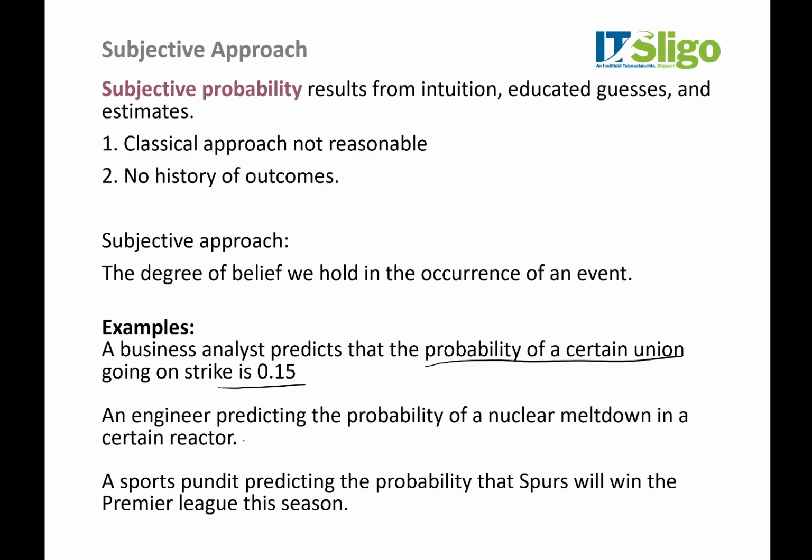He'd have to, obviously, this engineer would know the reactor and any quirks of its operation. Or a sports pundit predicting that a particular team would win the Premier League in any season. These are all subjective probabilities. But the main thing is that the person making the subjective judgment is cognizant of the field. It's not just a random person. This is the key to all of this.